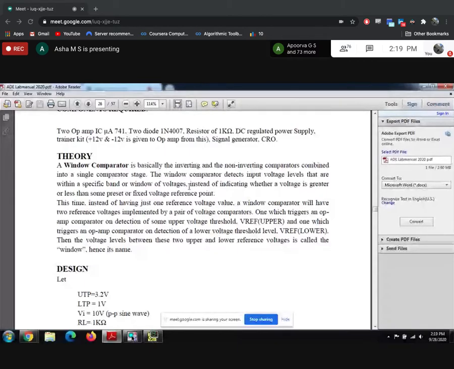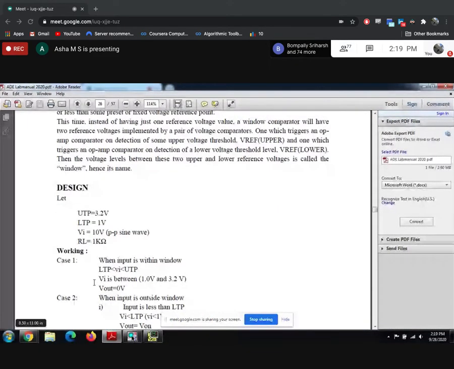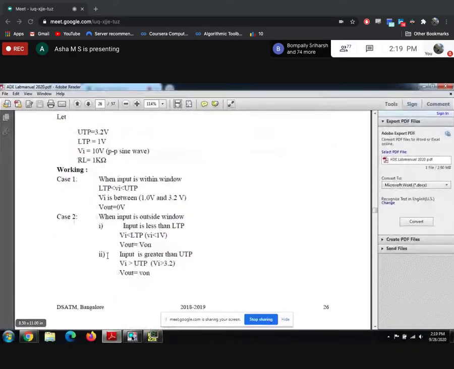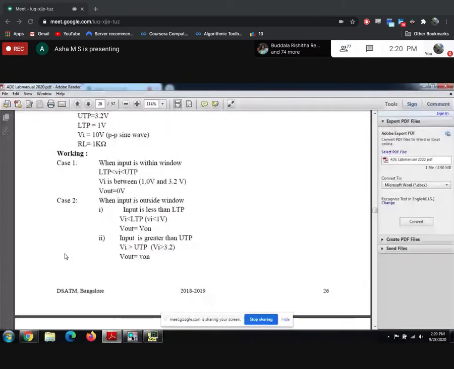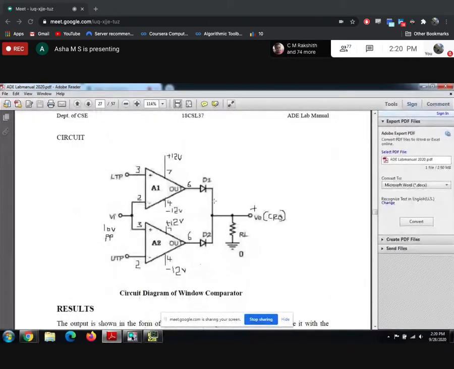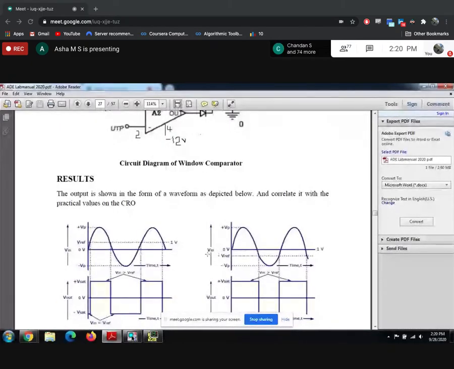Here they have given the UTP as 3.2 volts and LTP as 1 volt. The input voltage is 10 volts peak to peak. Peak to peak means one cycle. Then the resistor is 1 kilo ohm. These are the values we will be working with for hardware. This is the circuit to rig up in the hardware experiment. Like this you'll be getting it, don't worry about this.